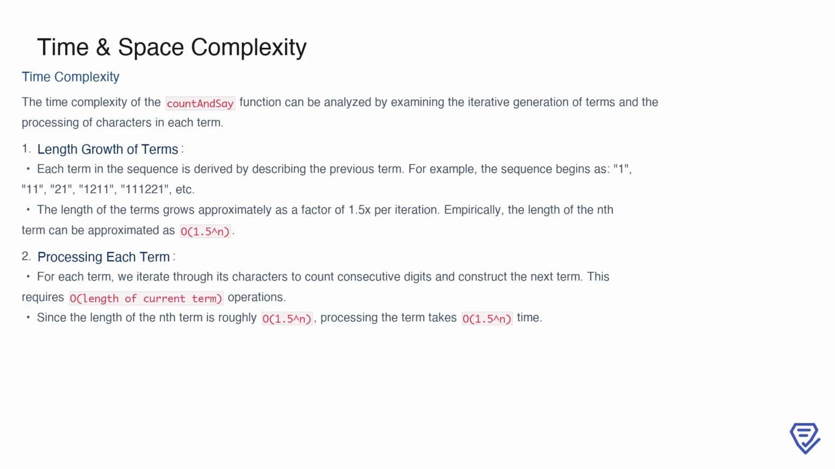Now, for each term, we iterate through its characters to count consecutive digits and generate the next term. This step requires O(length of the current term) operations. Since the length of the nth term is roughly 1.5^n, processing a single term takes O(1.5^n) time. This forms the foundation of our time complexity analysis.